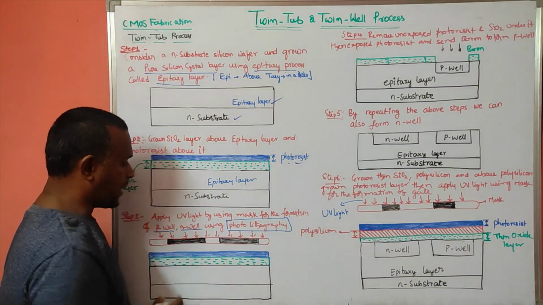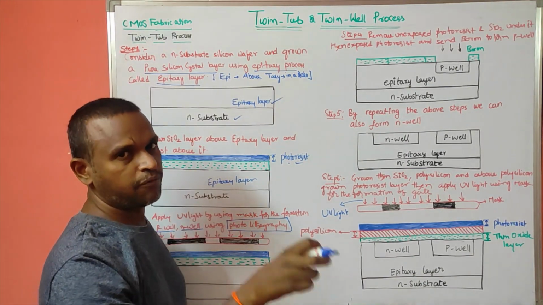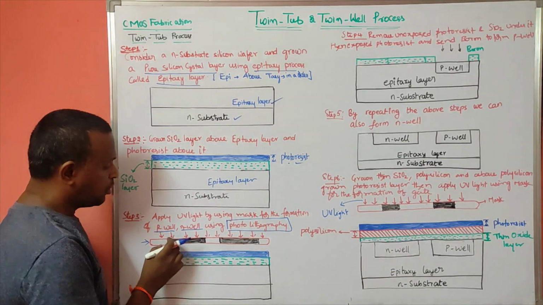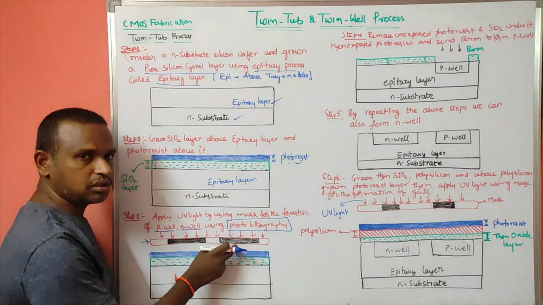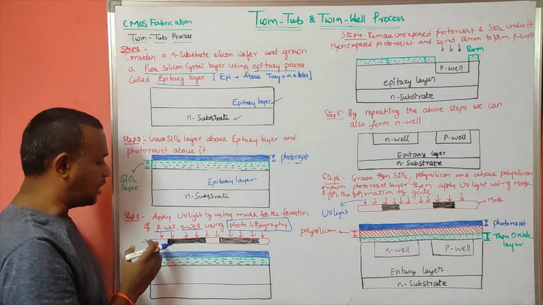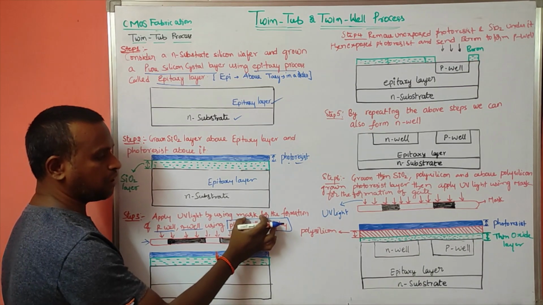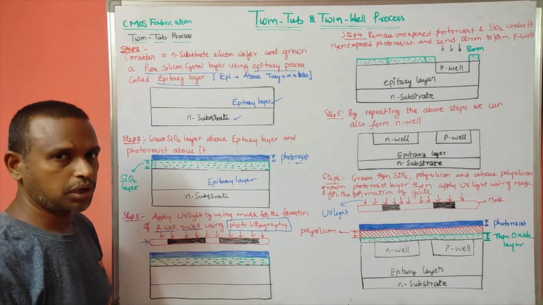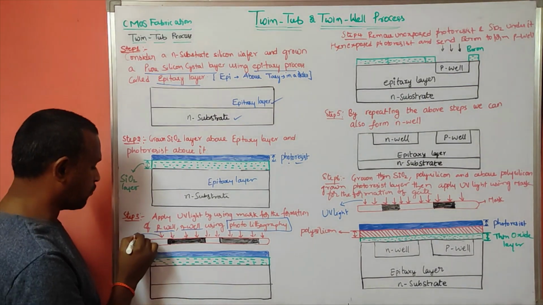Now this is the mask I have prepared to define the regions of P well and N well. So here I am defining the P well and N well. Whatever black coating is there, here and here, it blocks the UV light and the remaining areas will be exposed to the UV light. So that is the step: apply UV light by using the mask for the formation of P well and N well by using photolithography.